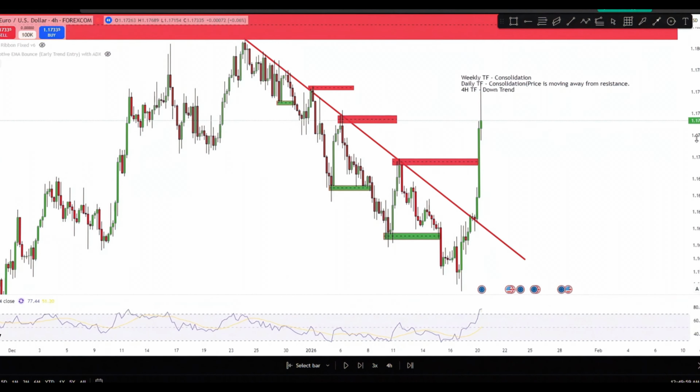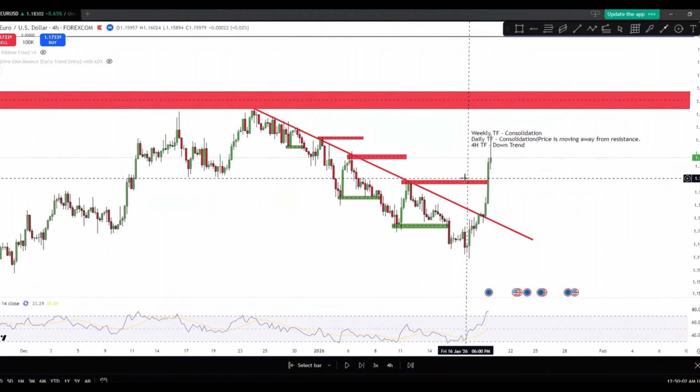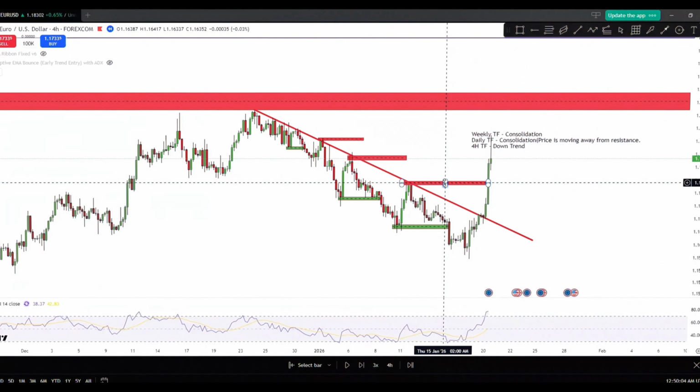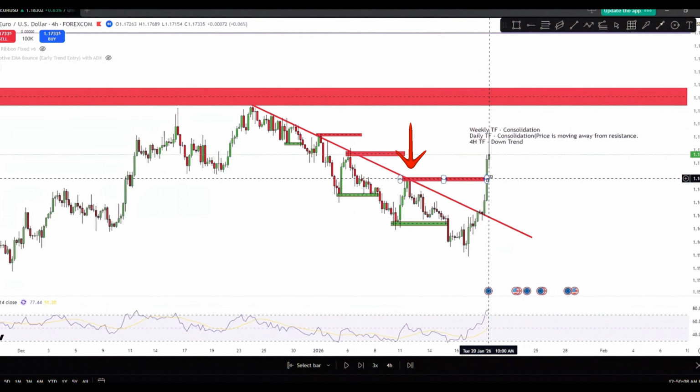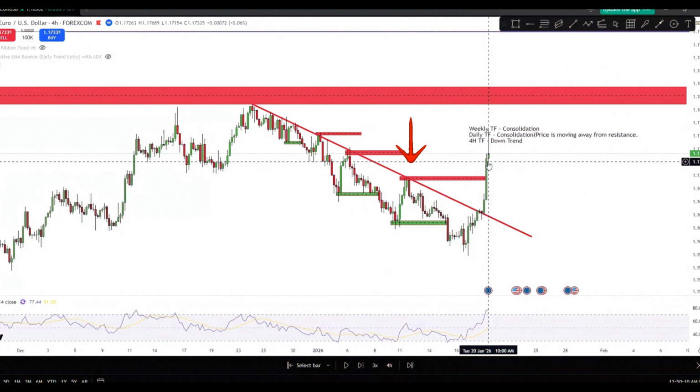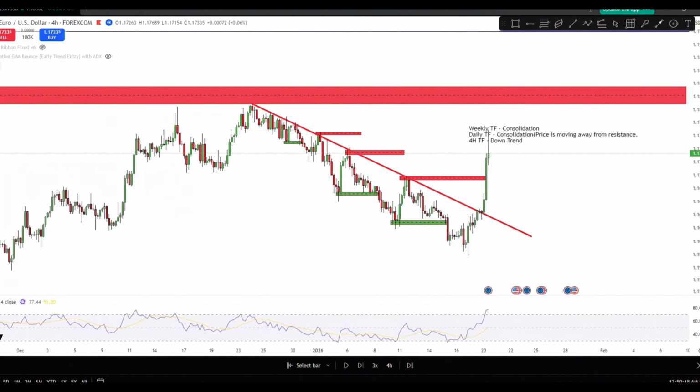Now this downtrend has a problem. We are no longer forming lower highs. The moment that price pushes up above this most recent lower high and closes above it means that the downtrend is over. Because, let me show you.